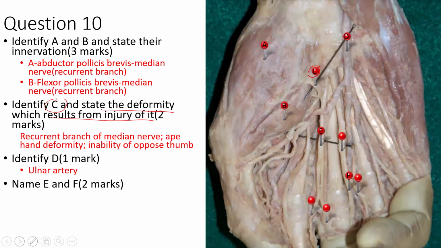Okay. D is ulnar artery. I told you that one. What is E and F? This is also F. All those are F. Let us start. What is E? This structure there, that's E. Yeah, very good.